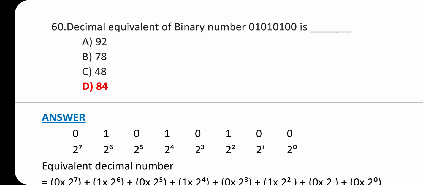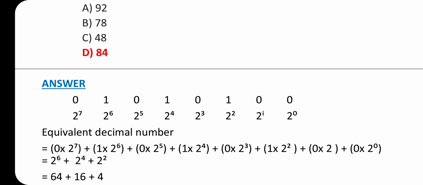60. Decimal equivalent of binary number 01010100 is? Answer is option D, 84.